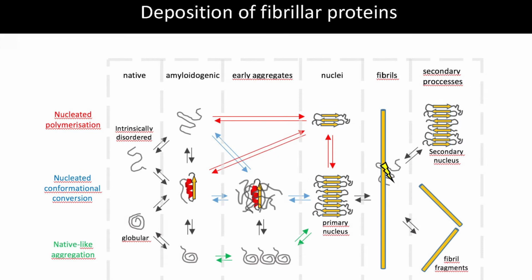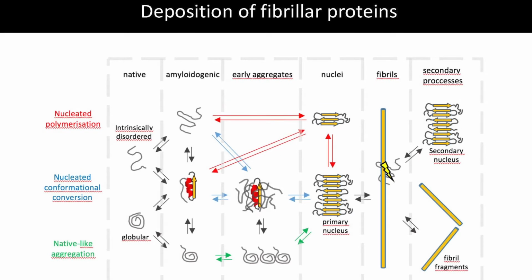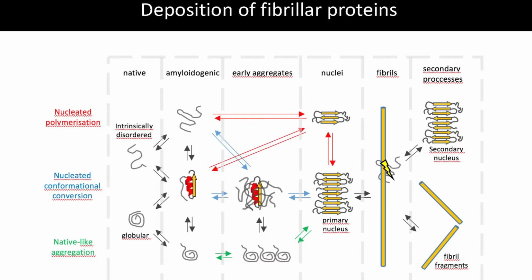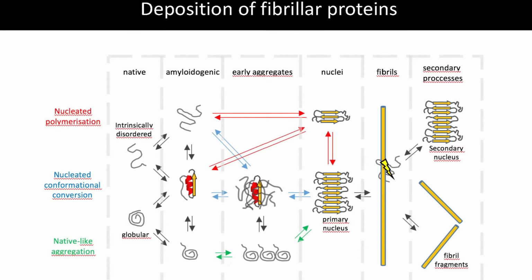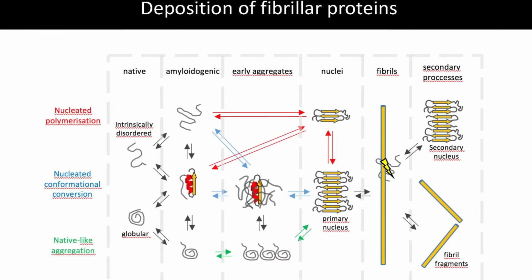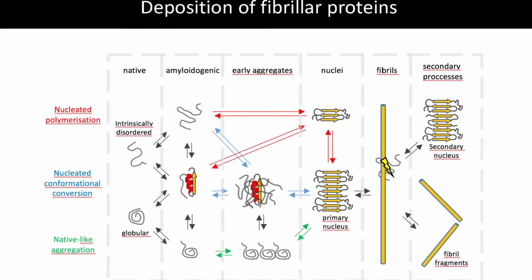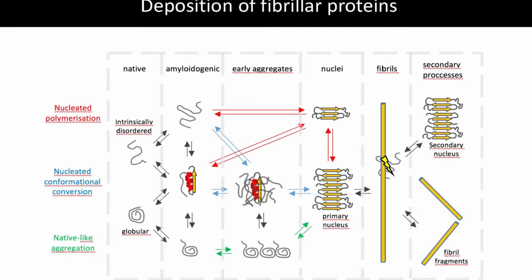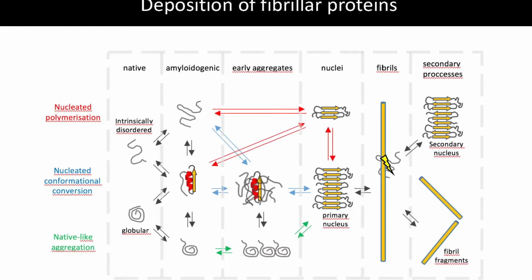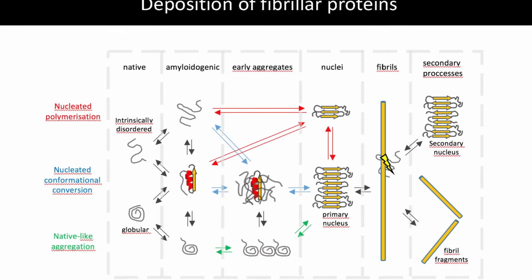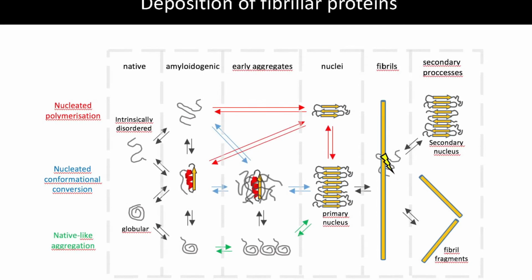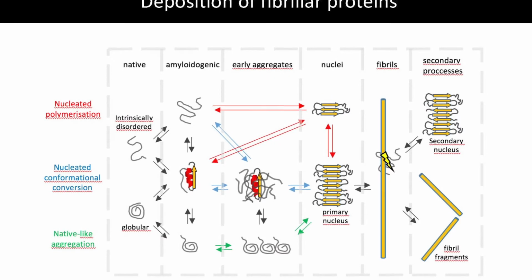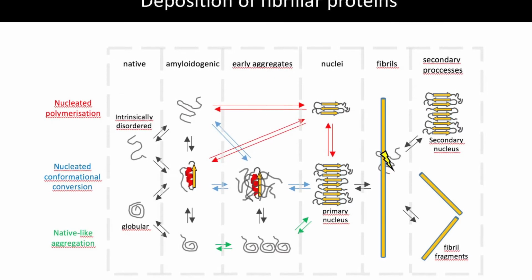If we look into the native-like aggregation mechanism, what you can see is that the proteins partially unfold, and these partially unfolded monomers come close to each other. They have this intrinsic or inherent tendency to adhere to one another, and they will adhere and form a nucleus or a scaffold, which later builds and forms the amyloid fibrils. So, that is one way of amyloid fibril formation.